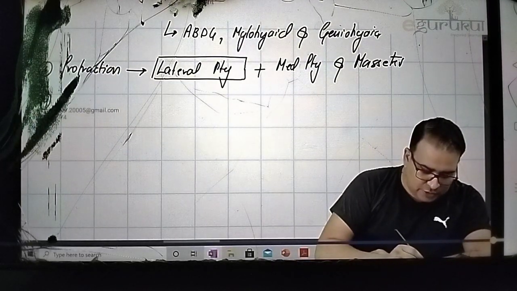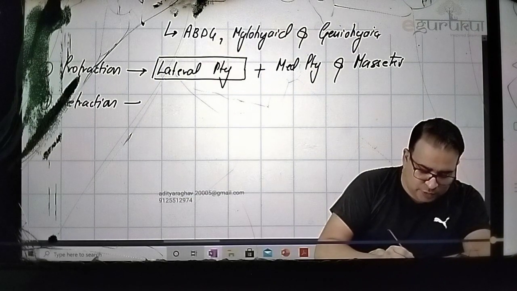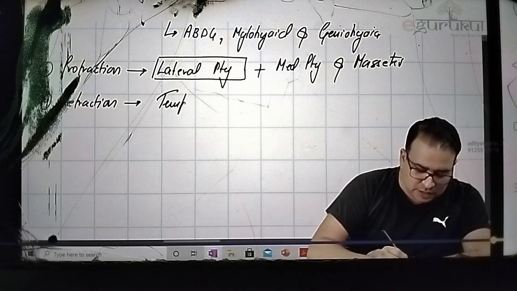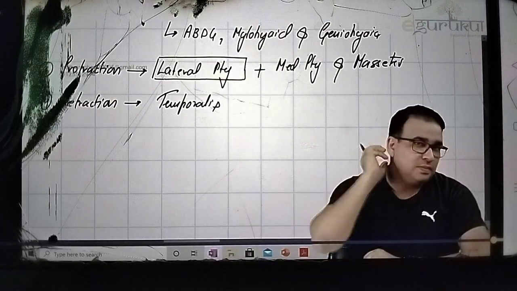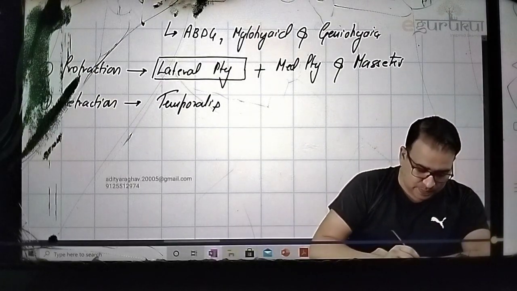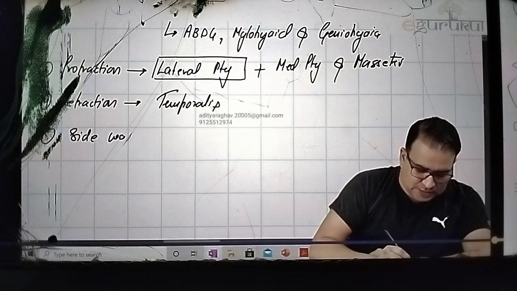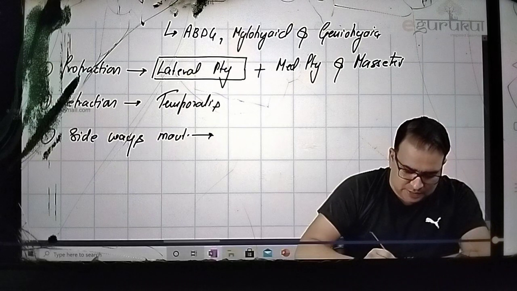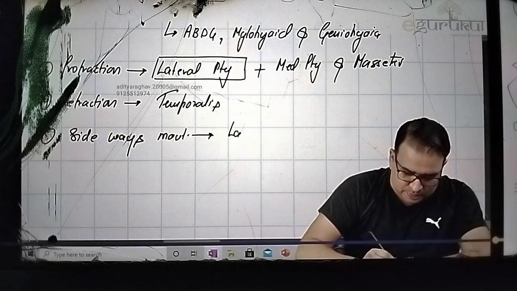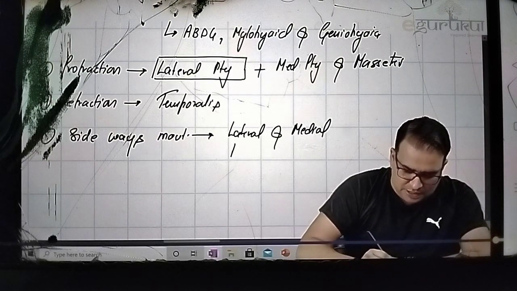And therefore, the retraction to its normal position is a unique function of which muscle? Temporalis. Because if you remember, temporalis is the only muscle which is having a horizontally backward running fiber. So that is retraction. And then sideways movement. Sideways movement is done by the lateral and medial pterygoid muscles.